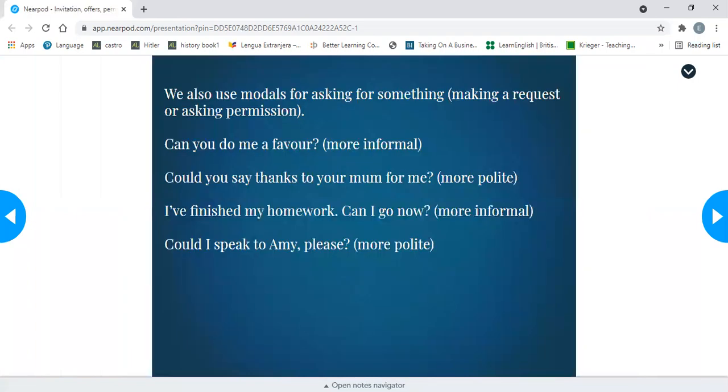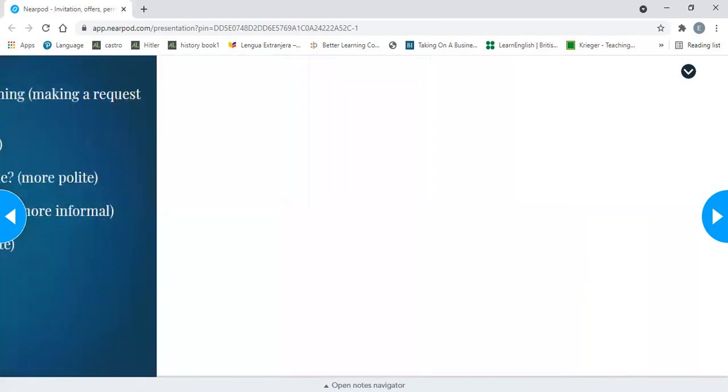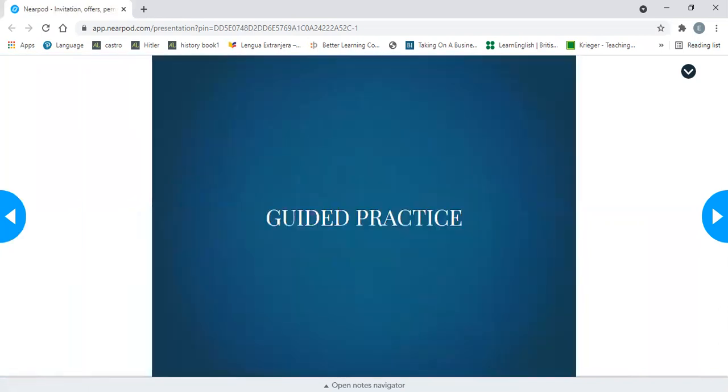We also use modals for asking for something, making a request, making a requirement, or asking for permission. Can you do me a favor? That is an informal way. Could you say thanks to your mom for me? It's a polite way. That is what I was telling you from the beginning. I finished my homework. Can I go now? It's informal. Could I speak to Amy, please? More polite.